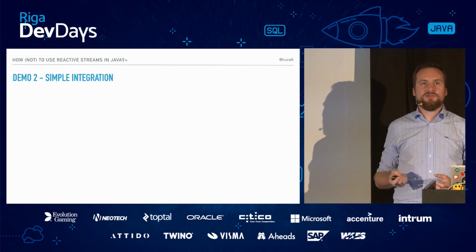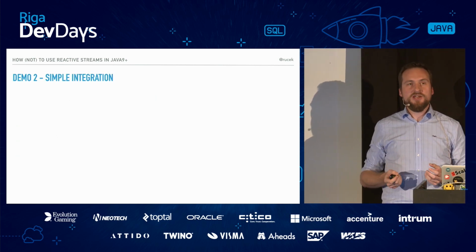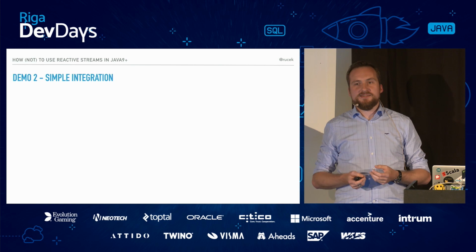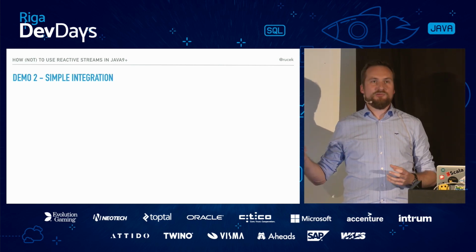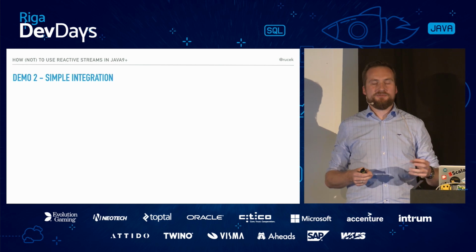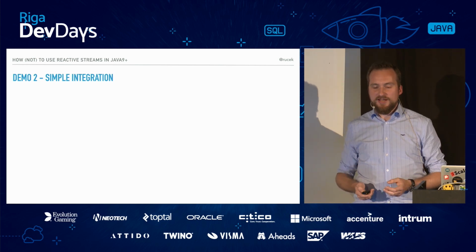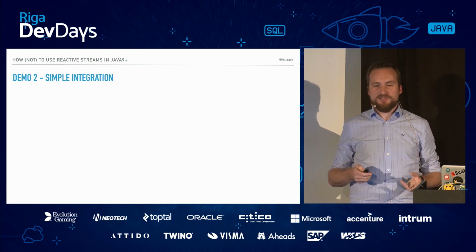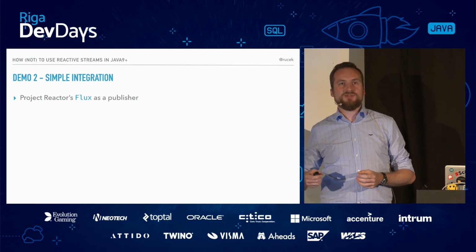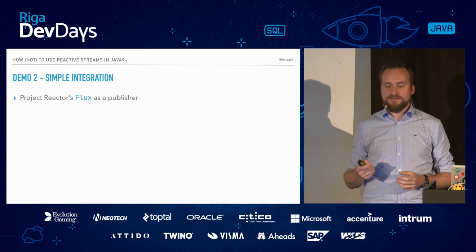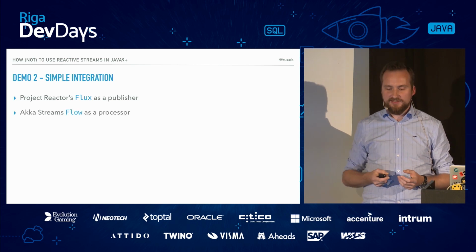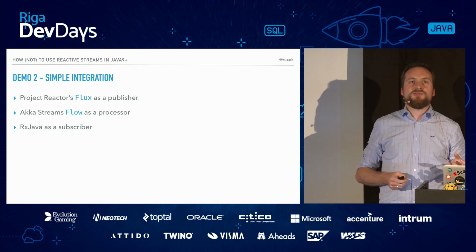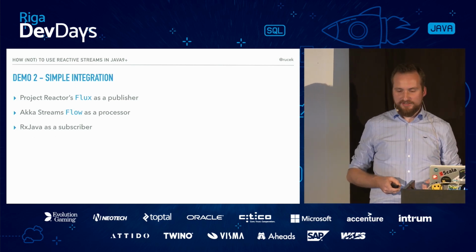So now I'd like to show you a simple example of integrating different implementations of reactive streams. Since none of the I/O building blocks are there, well, there is this HTTP client, but really nothing more. What I want to show is how to connect different implementations, different libraries that use reactive streams together. So we're going to take the Flux from Reactor as a publisher of our data. We're going to use a flow from Akka streams as the processor of data, and then we are going to use RxJava to consume the data.